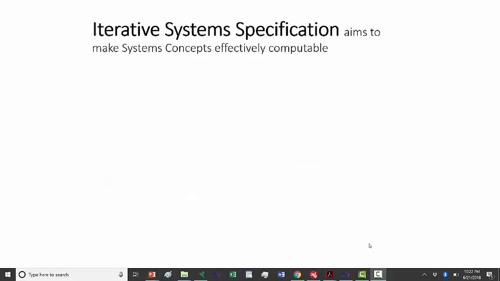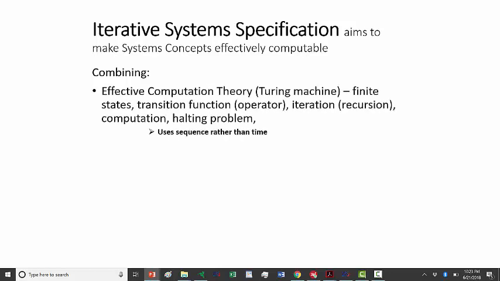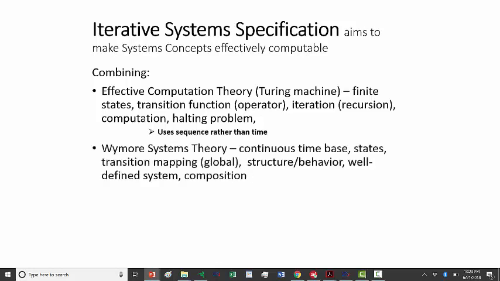Okay, now we'll take a look at iterative system specification and see how the concepts we've been discussing generalize to this more general framework. Iterative system specification aims to make systems concepts effectively computable, so a computational basis for modeling and simulation. It combines effective computation theories, such as Turing machines, and also Wymore's system theory.